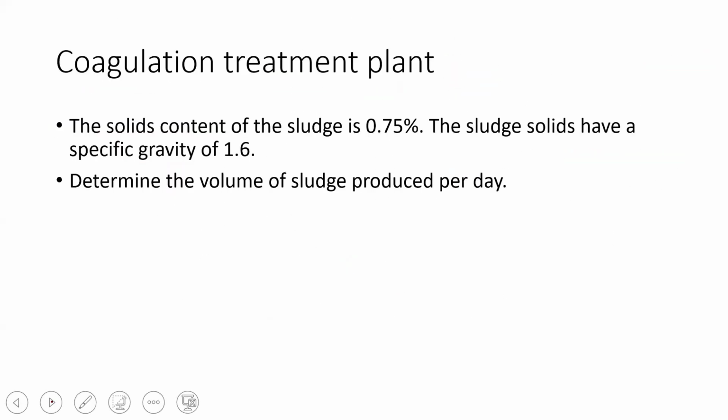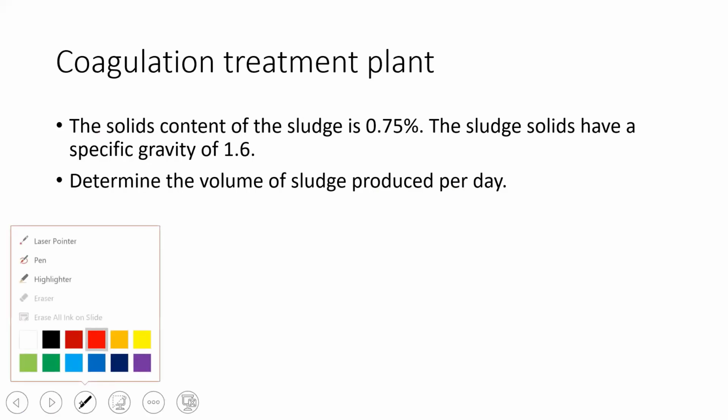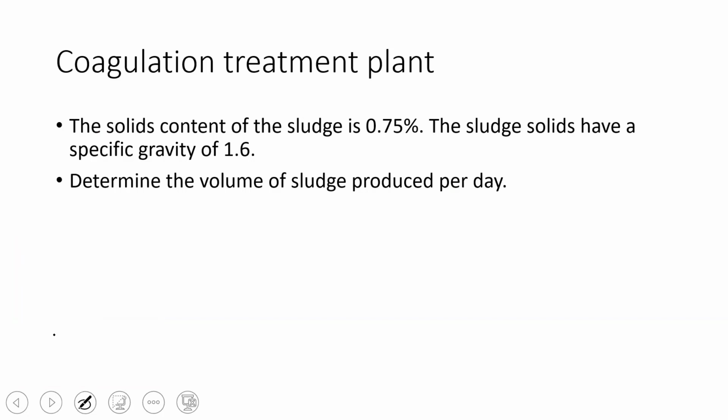So we've calculated then the dry weight of solids that are produced.